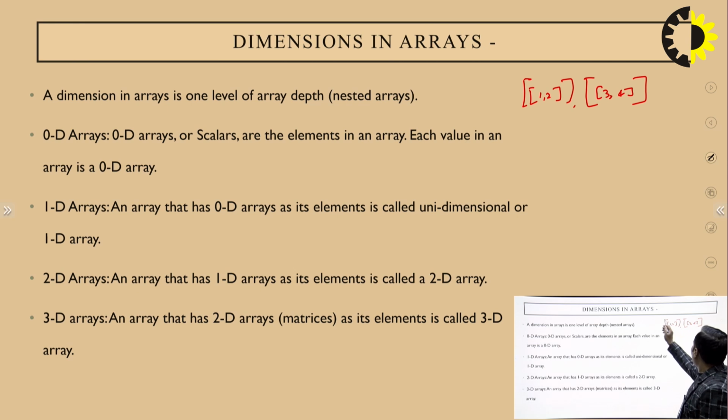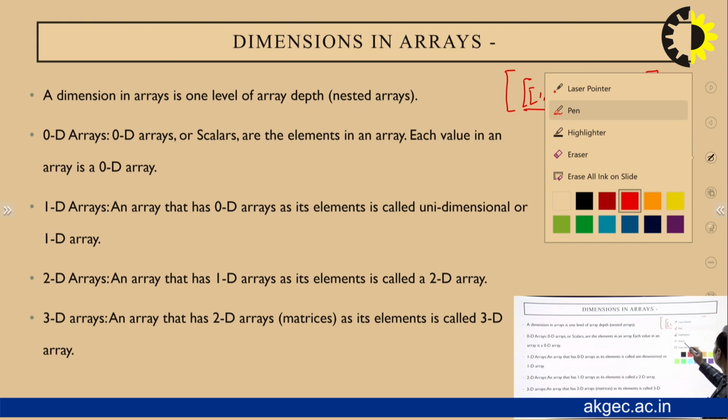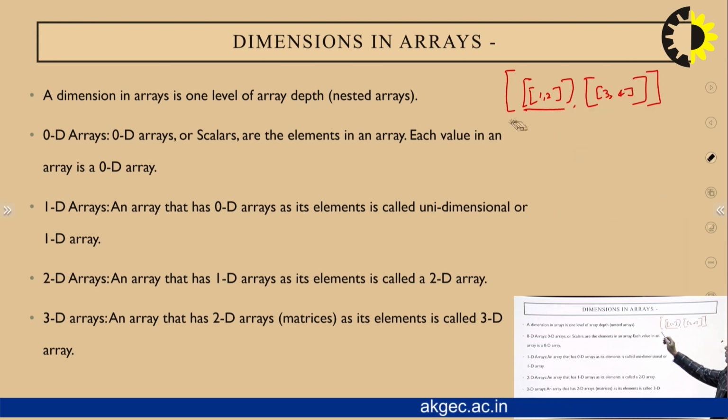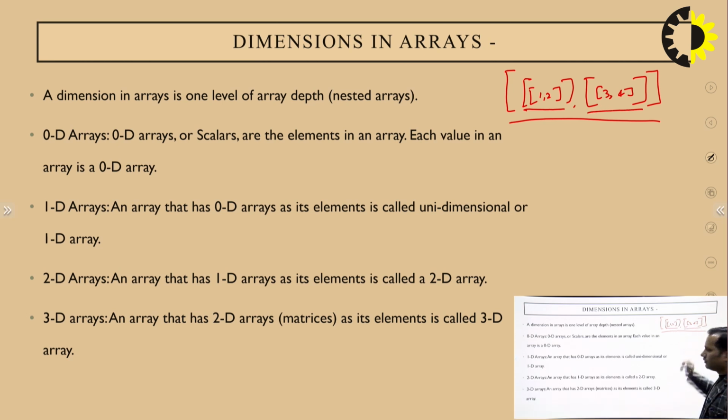And if we have these 2D arrays as elements, this is one 2D array and this is another 2D array. If we have these 2D arrays as elements, we can consider this whole array as a 3D array here. So this is the first 2D array and this is the second 2D array. So this can be considered a 3D array.